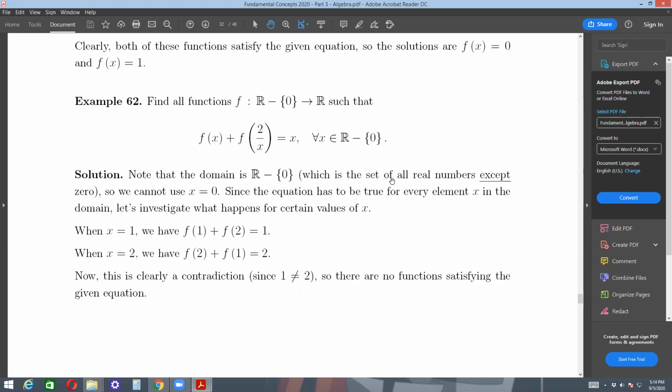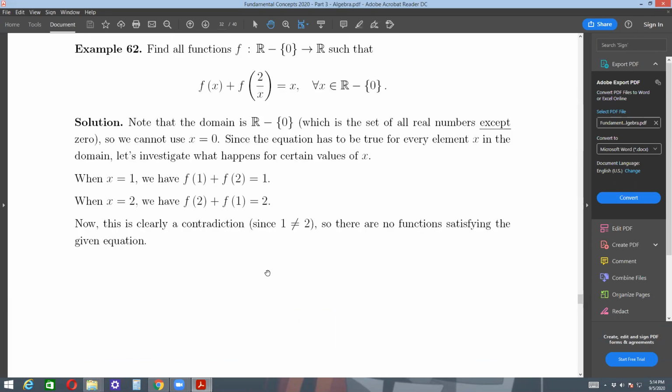All right, this one is an example showing that there is no solution. You all can go through this one. Basically, you get two contradictory things. Here, you substitute x is 1, you get f of 1 plus f of 2 is 1, then you substitute x is 2 and you get 2 instead. If you subtract, you'll get basically 1 is equal to 0, which doesn't make sense.